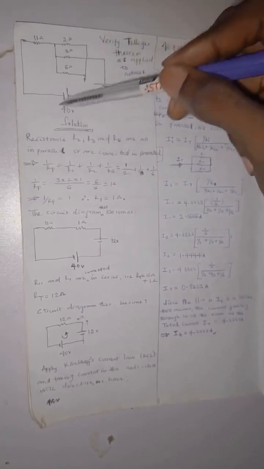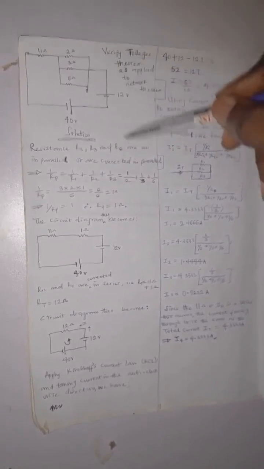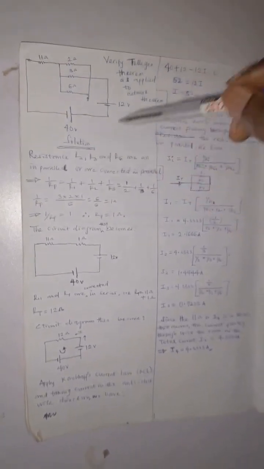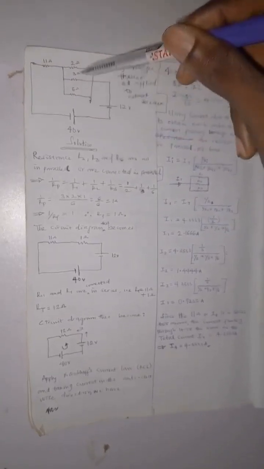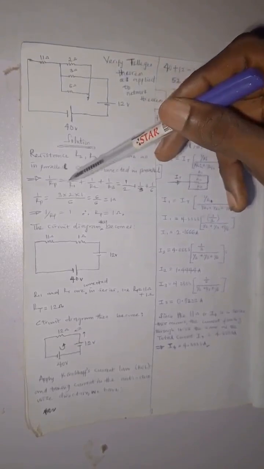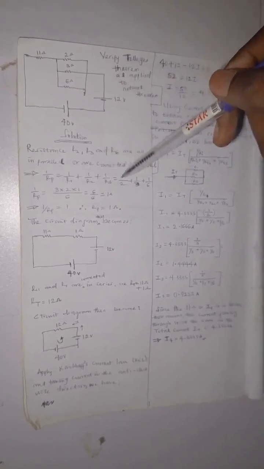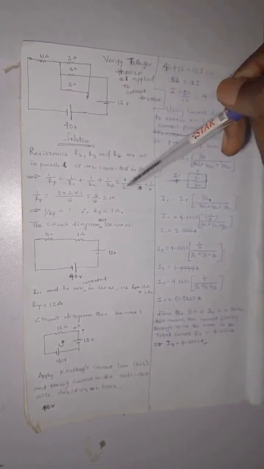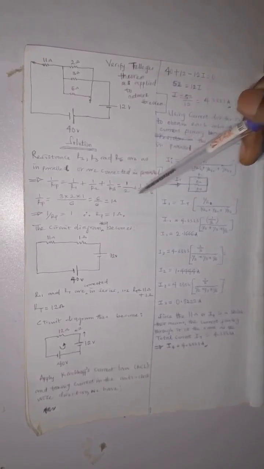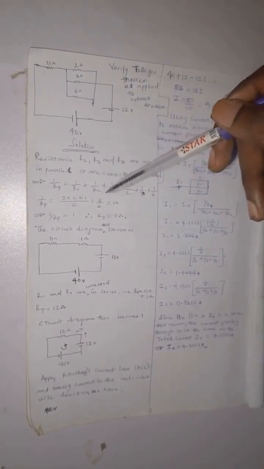So we have resistances R2, R3, R6 all connected in parallel. The formula for parallel connection is 1 over Rp equals 1 over R2 plus 1 over R3 plus 1 over R6, and that is what we have here. We'll find the LCM. The LCM here is 6, there's no multiplication, just find the LCM.